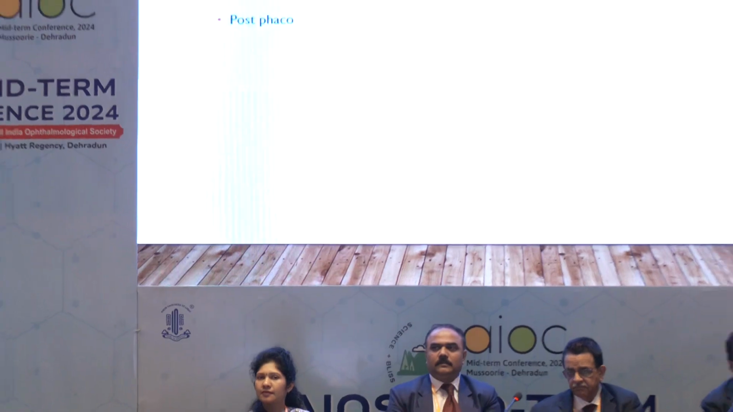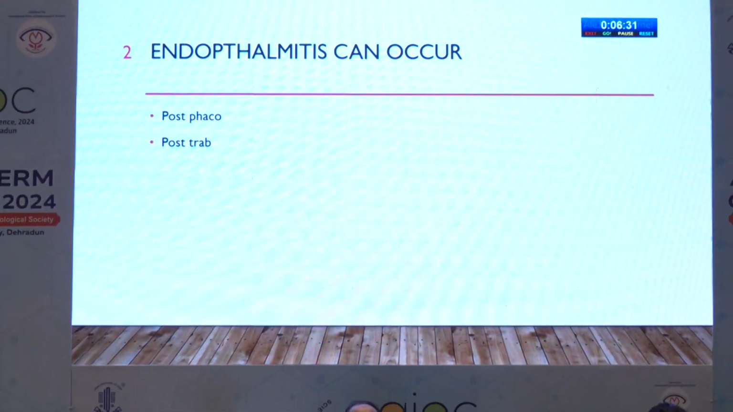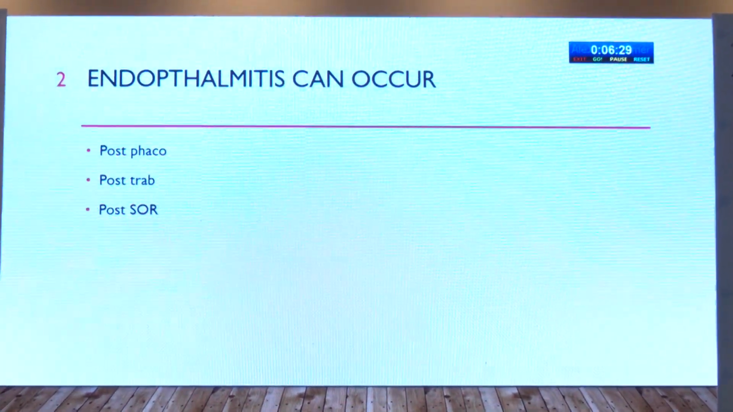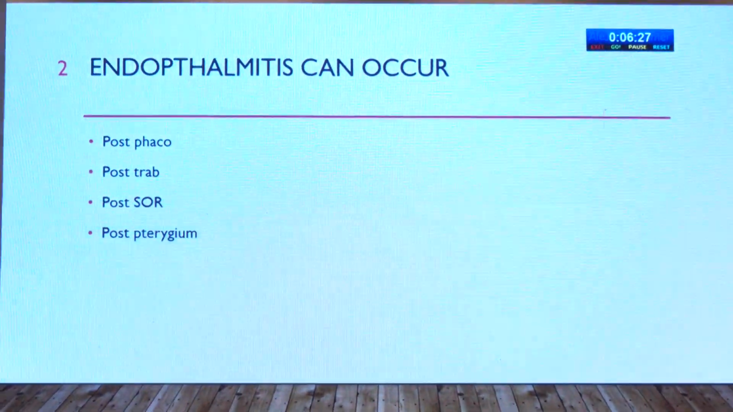Everyone, my topic is acute post-operative endophthalmitis. Endophthalmitis, as we all know, is a most dreaded and serious complication. We can say it's the worst nightmare for any surgeon operating. It can occur after any cataract surgery, after any glaucoma surgery, even post-SOR, post-pterygium.